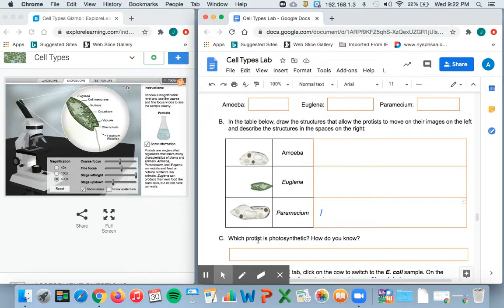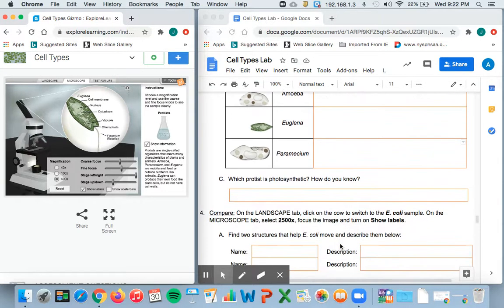Okay, question C, which protist is photosynthetic? How do you know? Okay, my students, this is where we try to transfer information. Okay, what do we know about photosynthesis? Okay, you should be thinking trees, you should be thinking plants, you should be thinking sunlight. Okay, we know trees are green, they have chloroplasts. Okay, so which of these unicellular organisms do you also think can perform photosynthesis? And make sure you support your answer.